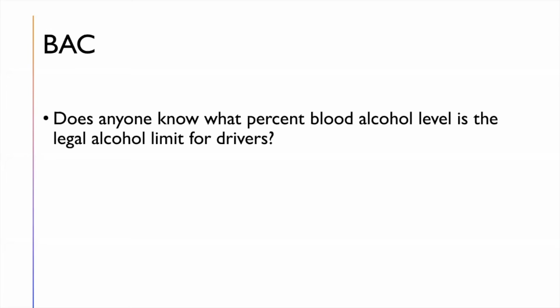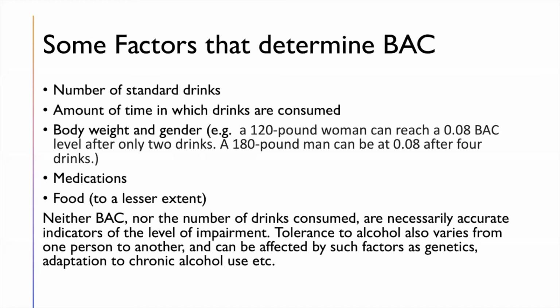I will tell you the answer in my later slide. There are some factors that determine blood alcohol concentration. First, number of standard drinks, amount of time in which drinks are consumed, then body weight and gender. For example, a 120-pound woman can reach a 0.08 blood alcohol concentration level after only 2 drinks, and a 180-pound man can be at 0.08 after 4 drinks. Third, medication, and finally, food.